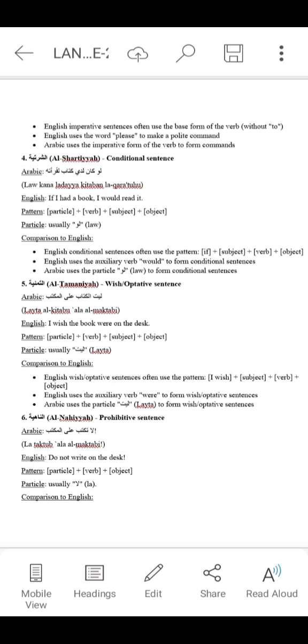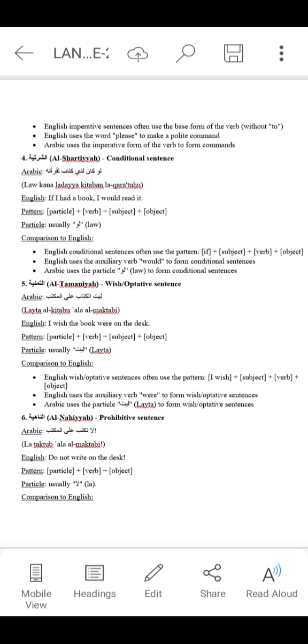If we see another example, ليت الماء الثقيل, I wish water were heavy. Then we have the second, zahabta illal madrasa, I wish I could go to school. If we see both examples, they are also following the pattern: I wish, then subject, then verb, and then object.